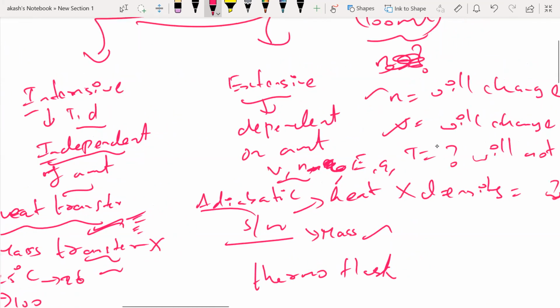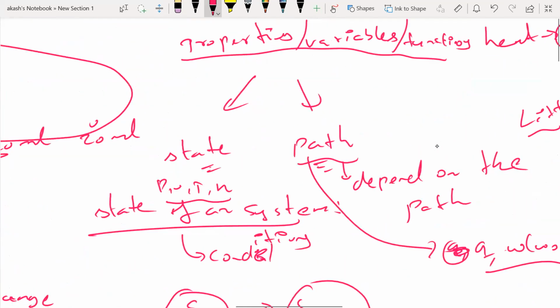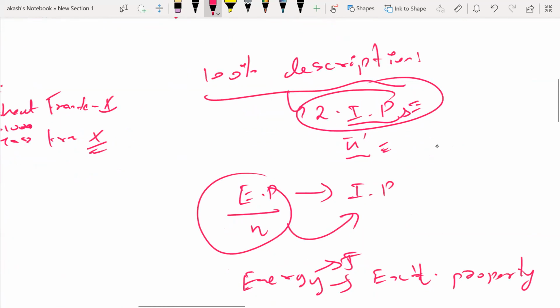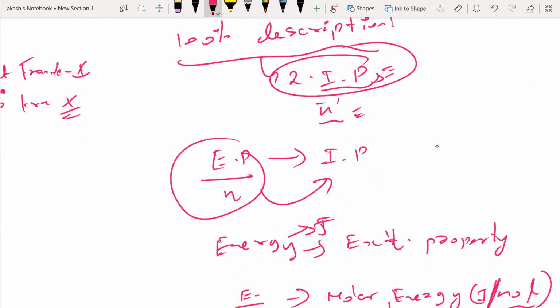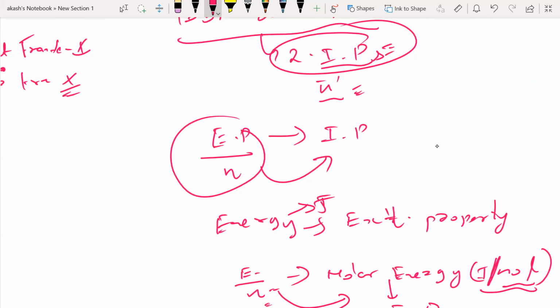And there is another way of classifying these properties. And I told you, okay, there's another thing for 100% description. If you want to know anything and everything about the system, all we need is only three things: two intensive properties and one number of moles. Okay, but every time intensive properties might not be given to us, right? So sometimes you'll be given extensive properties, but you'll be able to convert extensive properties into intensive property if you divide the extensive property with the number of moles.